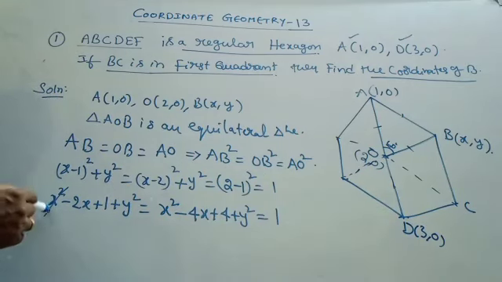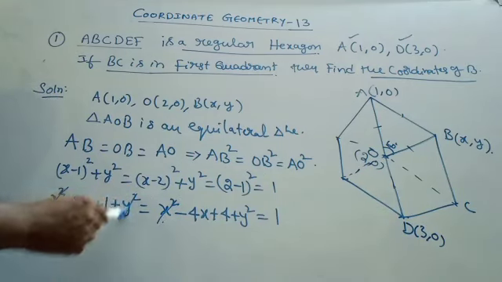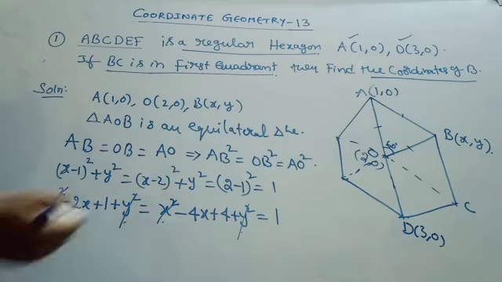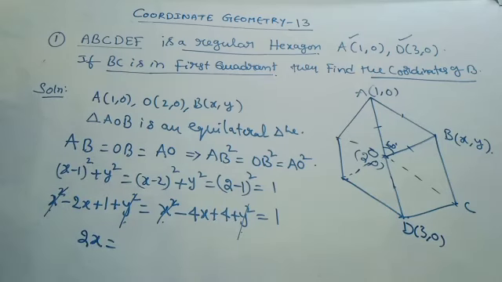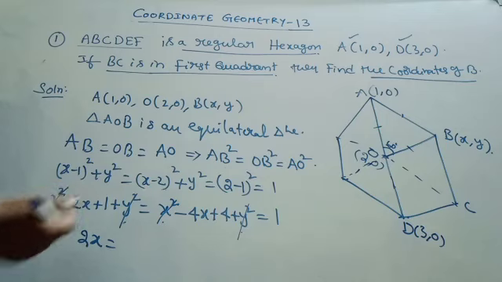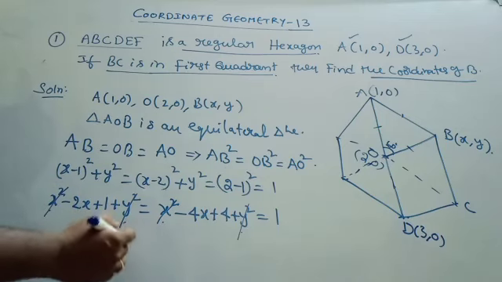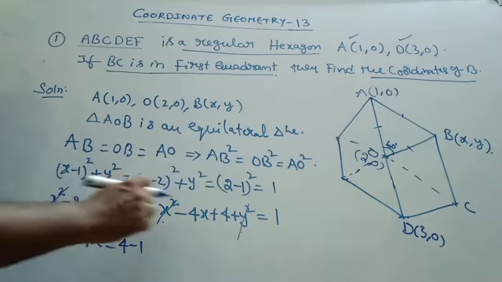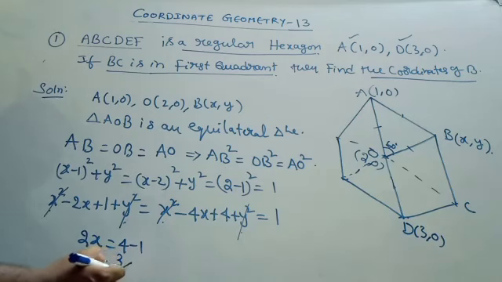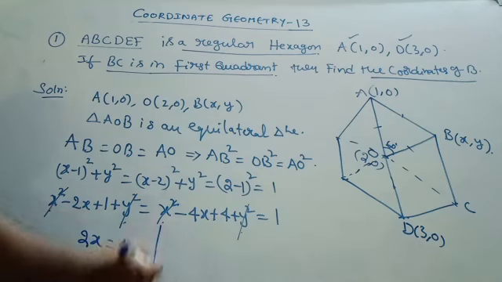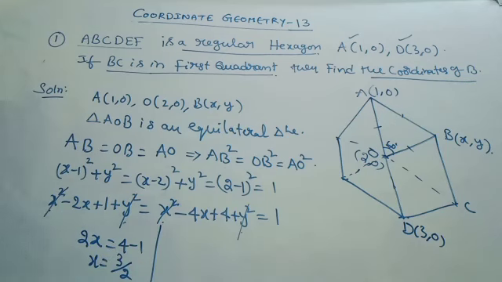See here, x square and x square will cancel, y square and y square will cancel, and let us transfer minus 4x from here to this side. Then 2x minus 4x is transferred here, meaning 4x minus 2x is 2x, right? 4 minus 1 you have here, okay, 1 you transfer to that side. 4 minus 1, x is equal to, now from this you are getting 3 by 2, x is positive. Okay, x is equal to 3 by 2.